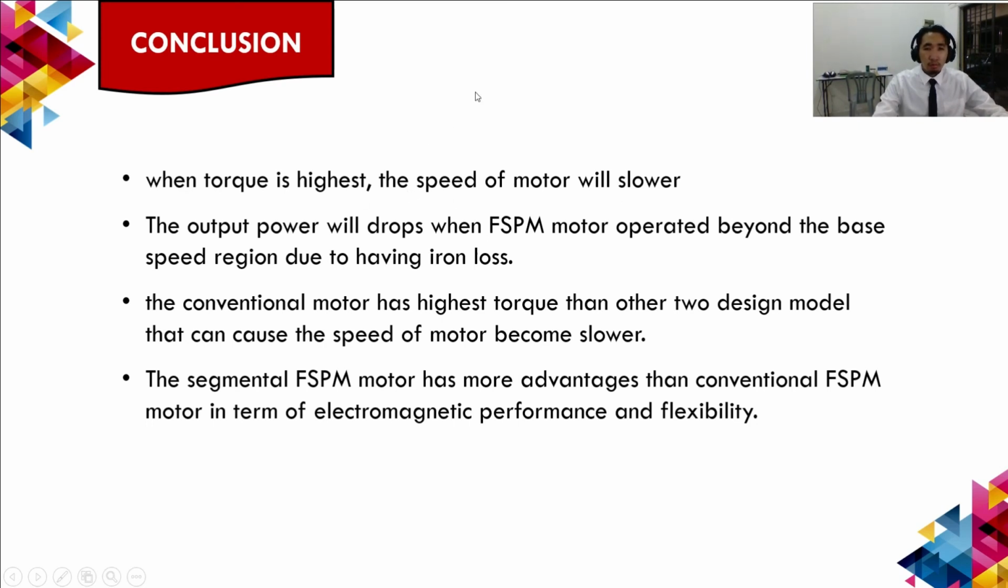So for the conclusion, we can conclude that when torque is highest, the speed of the motor will be slower, and output power will drop when the flux switching permanent magnet motor operates beyond the base speed region due to heavy iron loss and copper loss. The conventional motor has a higher torque than the other two design models, which can cause the speed of the motor to become slower. And the segmented flux switching permanent magnet motors have more advantages than the conventional flux switching motor in terms of overall electromagnetic performance and flexibility.